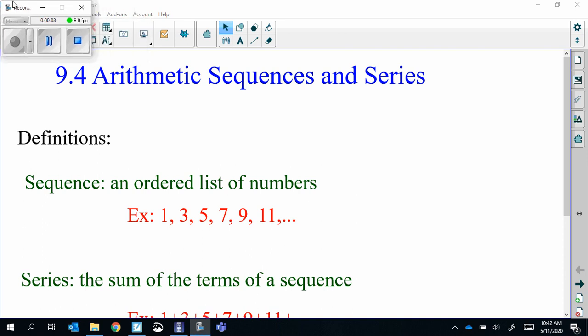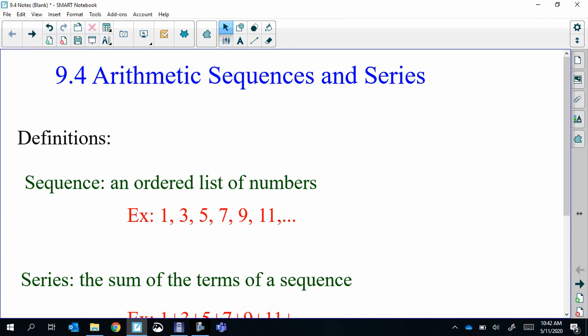Hey guys, in this video we're going to look at arithmetic sequences. Arithmetic just describes a type of sequence. It means adding and subtracting. In our next lesson we'll look at geometric, which has to do with multiplying or dividing.